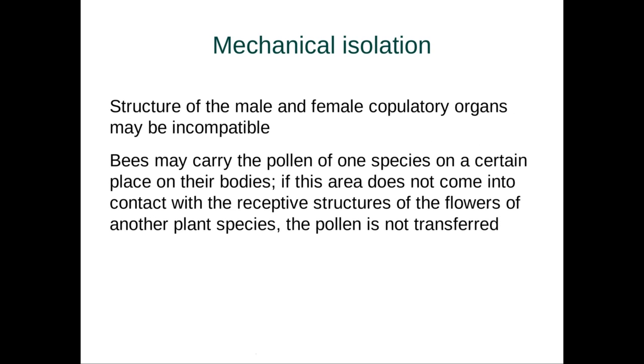Now, mechanical isolation is, again, the structure of the male and females, penis and vagina, have to be compatible. They have to. Now, bees actually are an interesting example of this. Bees carry pollen of one species on certain places of their bodies. However, if this area does not come in contact with the receptive structures of a flower of another plant species, the pollen actually can't pollinate another one. So that's kind of an interesting example. Penis and vagina shape is also a great example of mechanical isolation. But bees, again, are also another great example.